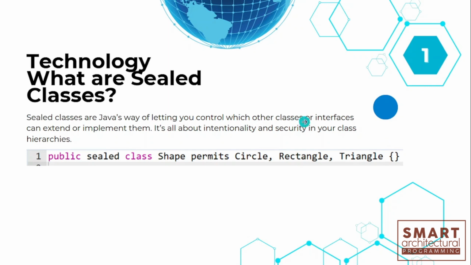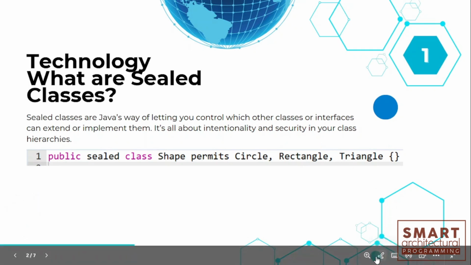As you can see on the screen right now, in the code, Shape is a sealed class and only Circle, Rectangle, and Triangle are allowed to extend it. No other subclass is permitted. Let's clear that up with more understanding.